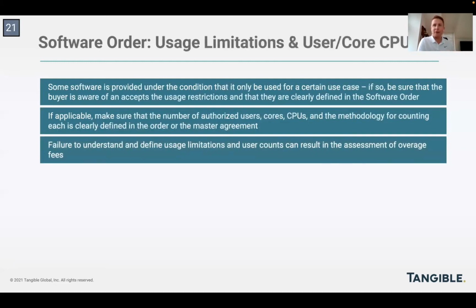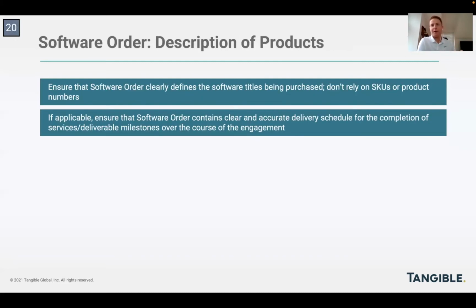And secondly, if that software order form contains any professional services component, then essentially all the considerations of a work order apply also to the software order. So make sure that terms, start and end dates, and any delivery dates and deliverables or milestones that are a part of those professional services that accompany the software order are clearly defined in that order.